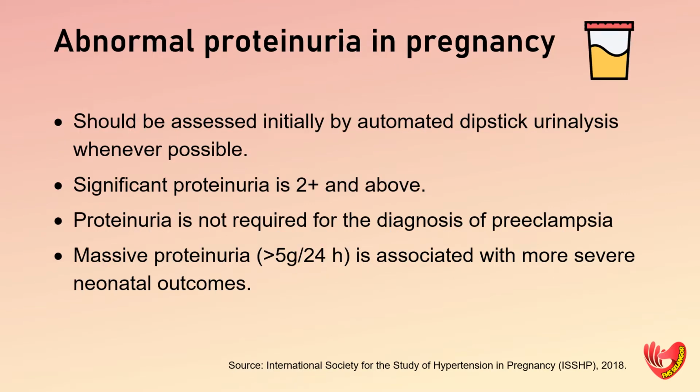Proteinuria itself is quite common in pregnancy. So when do we say that it is an abnormal proteinuria? For starters, proteinuria should be assessed using an automated dipstick urinalysis whenever possible. We say that it is significant proteinuria when it's 2+ and above. Please be reminded that proteinuria is not required for the diagnosis of preeclampsia. And massive proteinuria, when present, is associated with more severe neonatal outcomes.